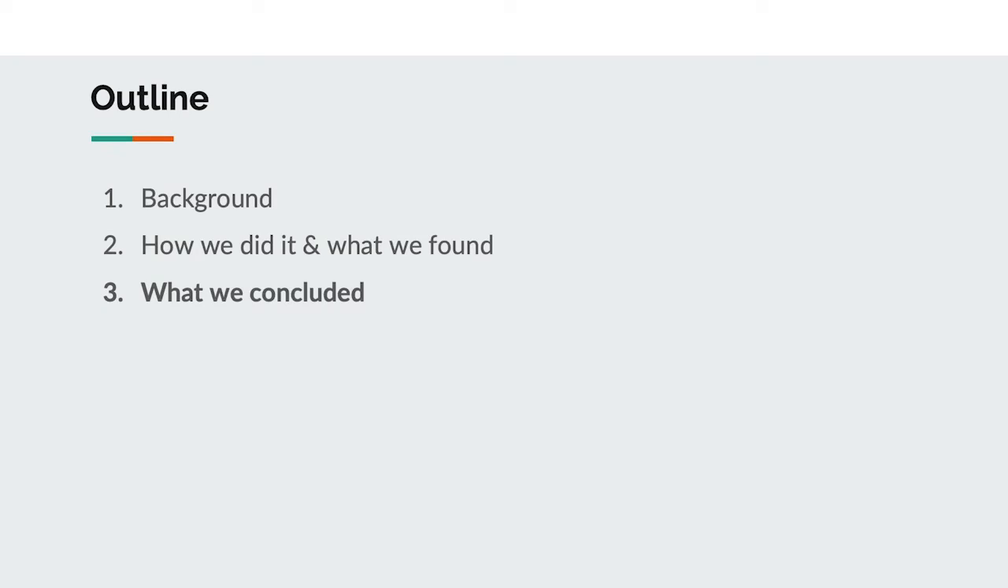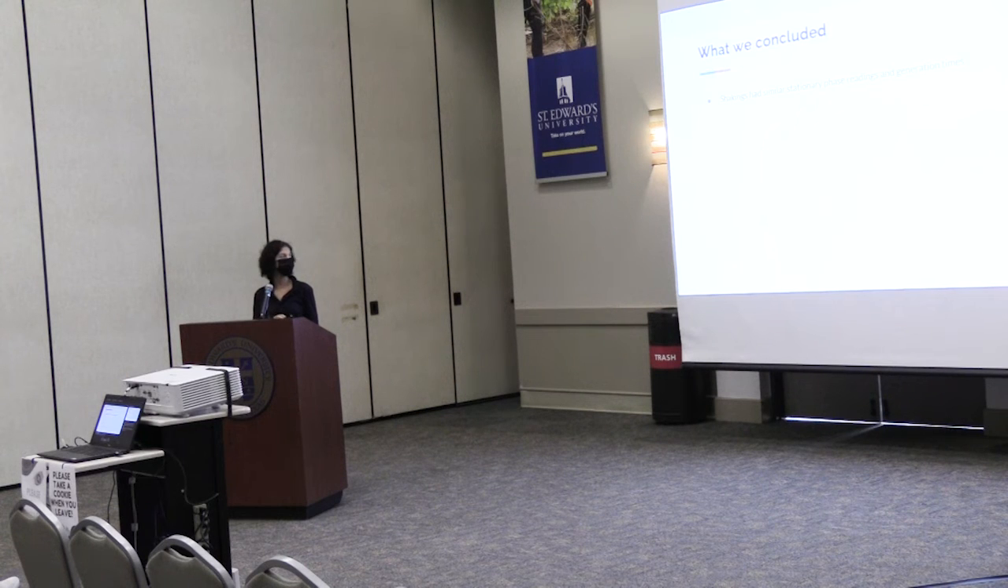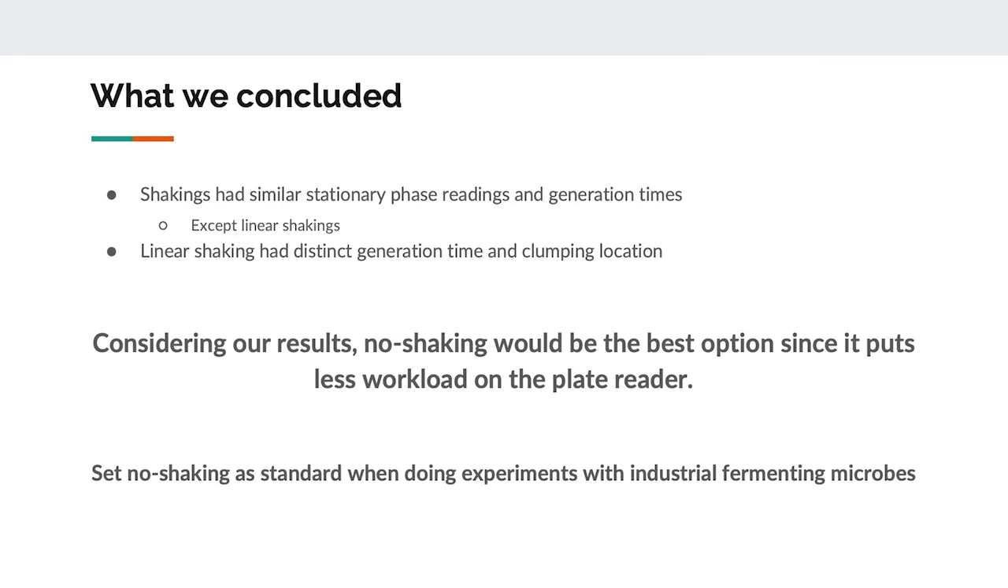So, recap: shakings had similar stationary phases and generation times except for linear shaking. And linear shaking had distinct generation times and clumping locations. So considering all that, we concluded that no shaking would be the best shaking to use because it would put less workload on the plate reader. And then we can set no shaking as a standard when doing experiments with industrial fermenting microbes.